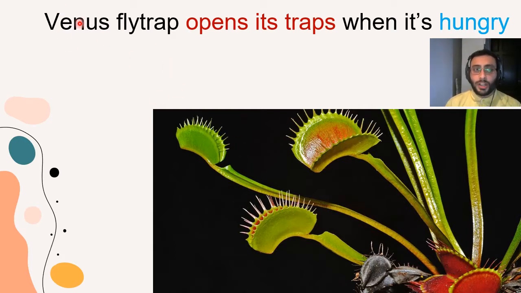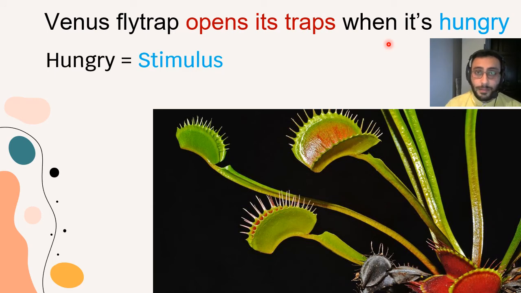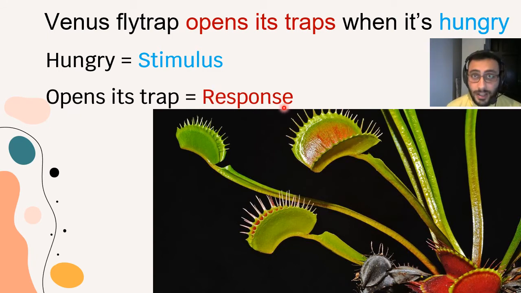Now, this is called a Venus flytrap. Venus flytrap opens its traps when it's hungry. So, when it's hungry is the stimulus. It will open its traps. That is the response. When I'm hungry, that is my stimulus. My stomach makes the sound. That is the response of my stomach. So, when it's hungry, stimulus, it opens its traps. So it's the response of it feeling hungry.